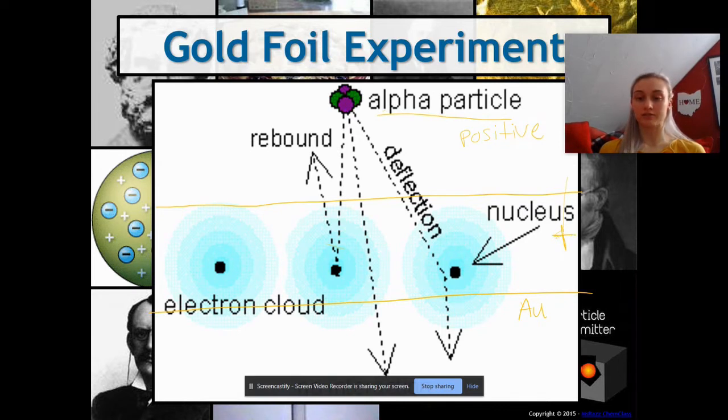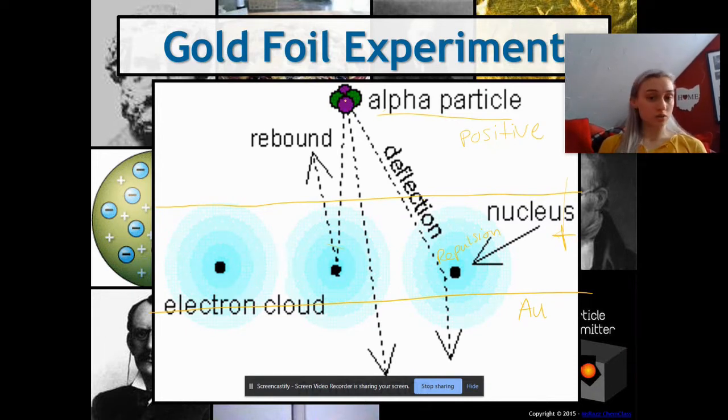So nuclei are positive. When we have a positive alpha particle getting really close to a positive nucleus, what do we think is going to happen? They're going to repel, right? So this is because we have repulsion. When we get really close to this positive nucleus, it's going to repulse the alpha particle. So the alpha particle is going to move away from the nucleus. That's why it's deflected, which just means it's moved and the course is changed.